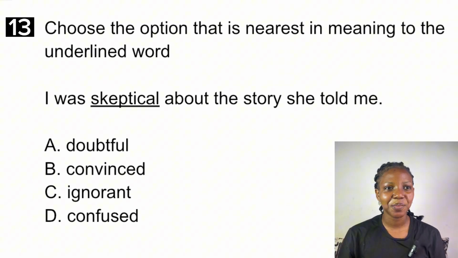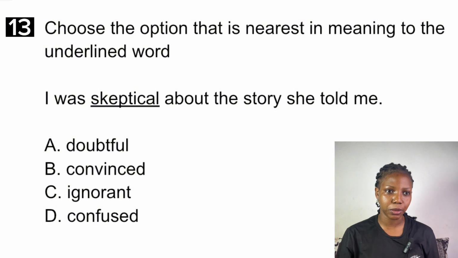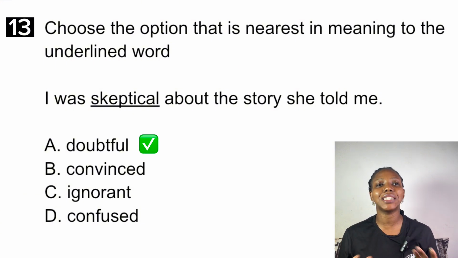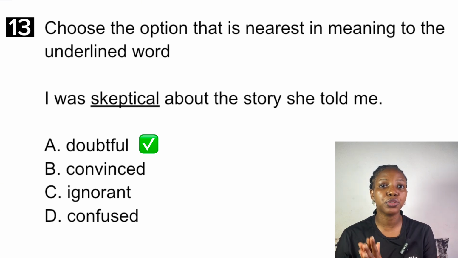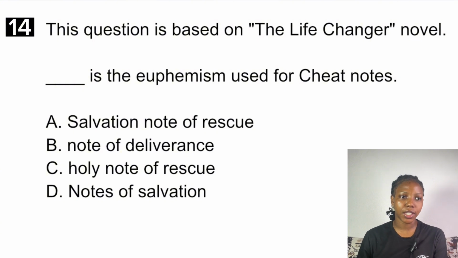Question 13. Choose the option that is nearest in meaning to the underlined word. Now we are looking at synonyms. So I was skeptical about the story she told me. Skeptical means having doubts. So option A, doubtful, is the final answer to this question. Question 14. Now this question is based on the Life Changer novel.